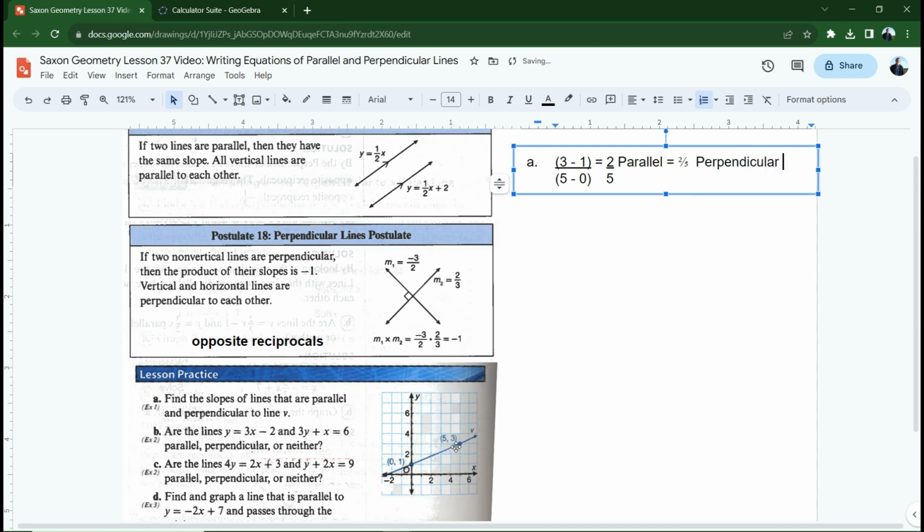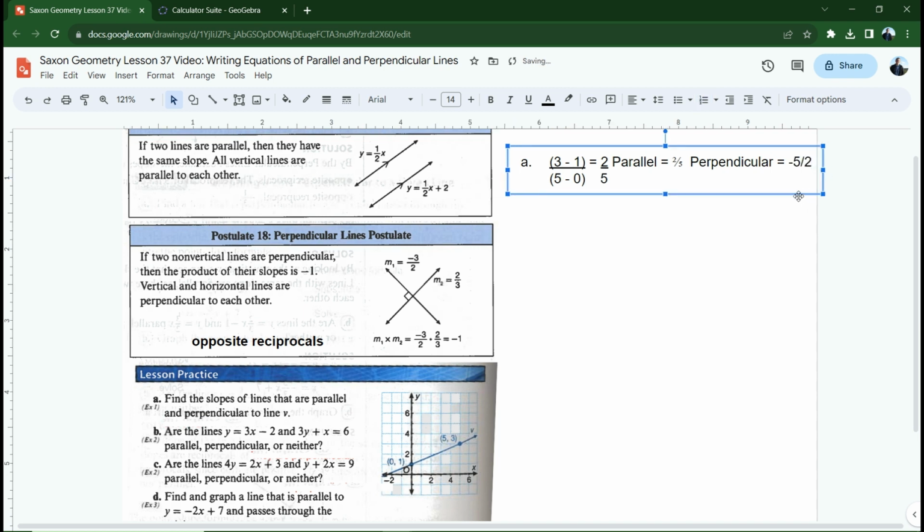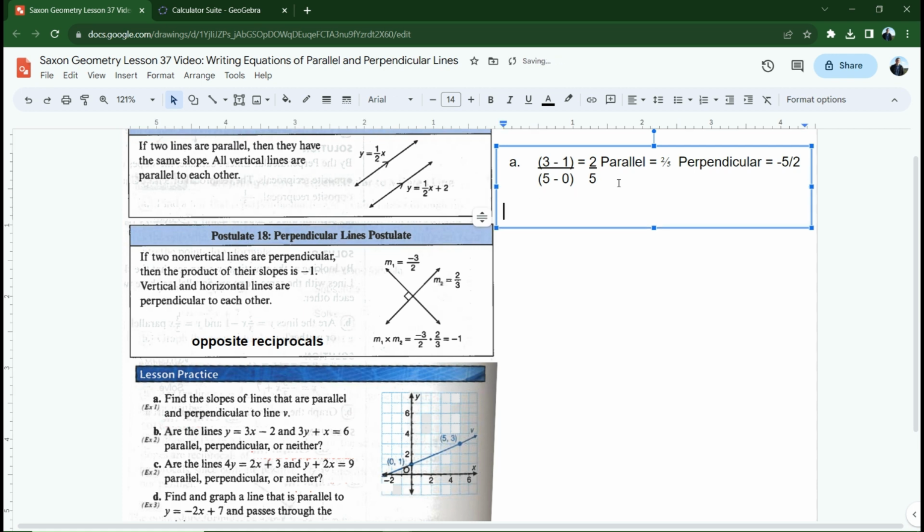Perpendicular is going to have a slope of negative... nope, not -2/5, -5 over 2. It has to be the negative reciprocal of the original slope. Okay? So that was an easy one. Let's go on to letter B.